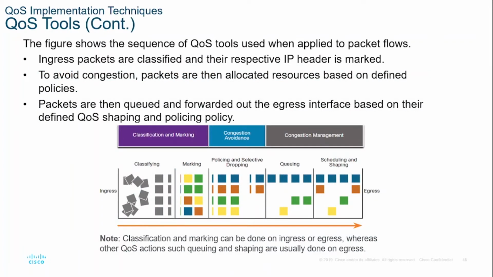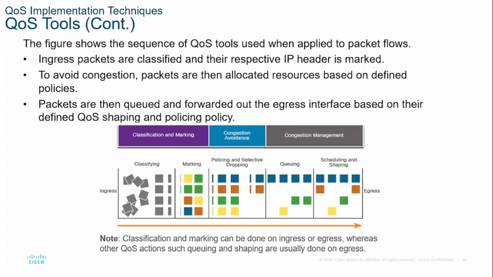Refer to the figure to help understand the sequence of how these tools are used when QoS is applied to packet flows. The first one is the QoS sequence. Take note that classification and marking can be done in ingress or egress, whereas other QoS actions such as queuing and shaping are usually done on egress.